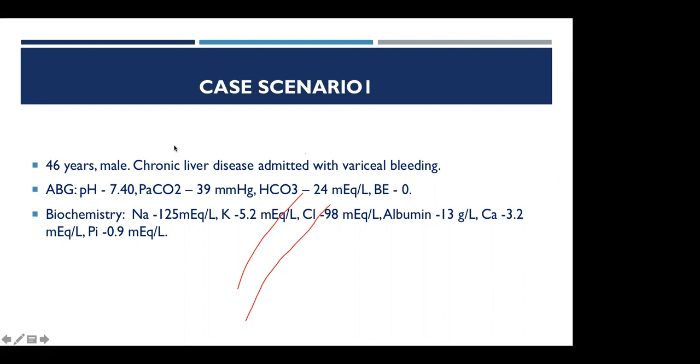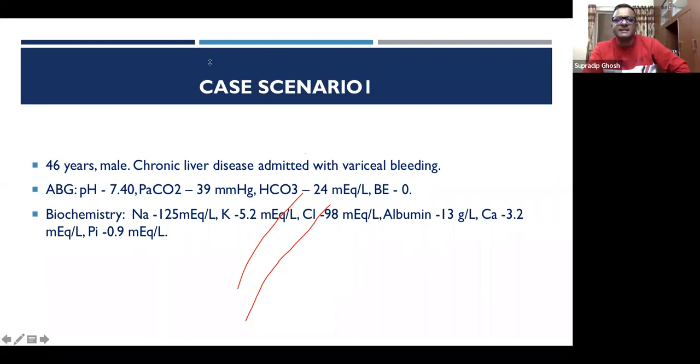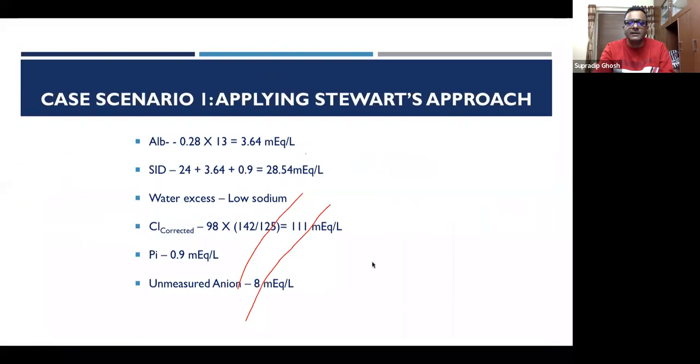Yeah. So this patient has multiple disorders. Yes. Metabolic acidosis and metabolic alkalosis. And just by looking at the biochemistry, you can easily decipher the things. You don't have to go for any calculation. But if you still insist on some calculation, these are the calculated values.